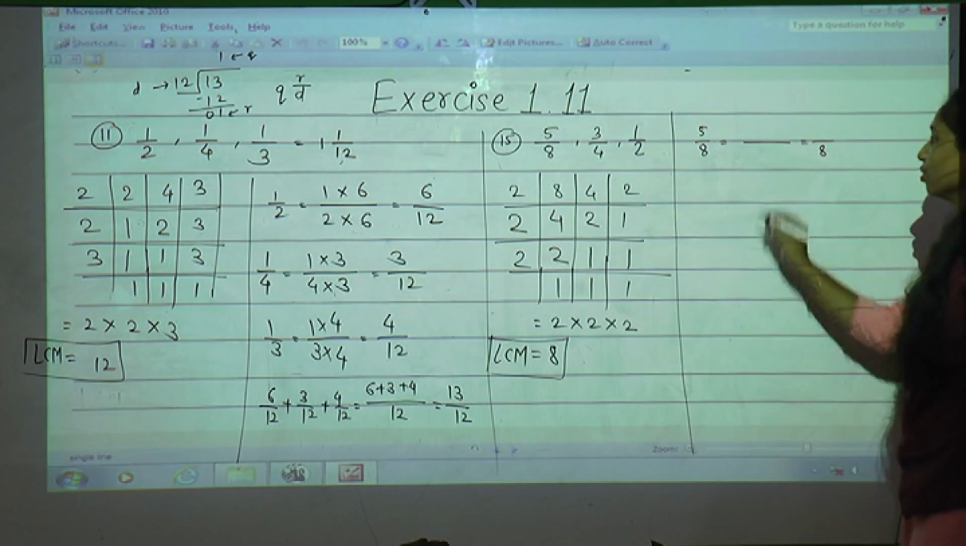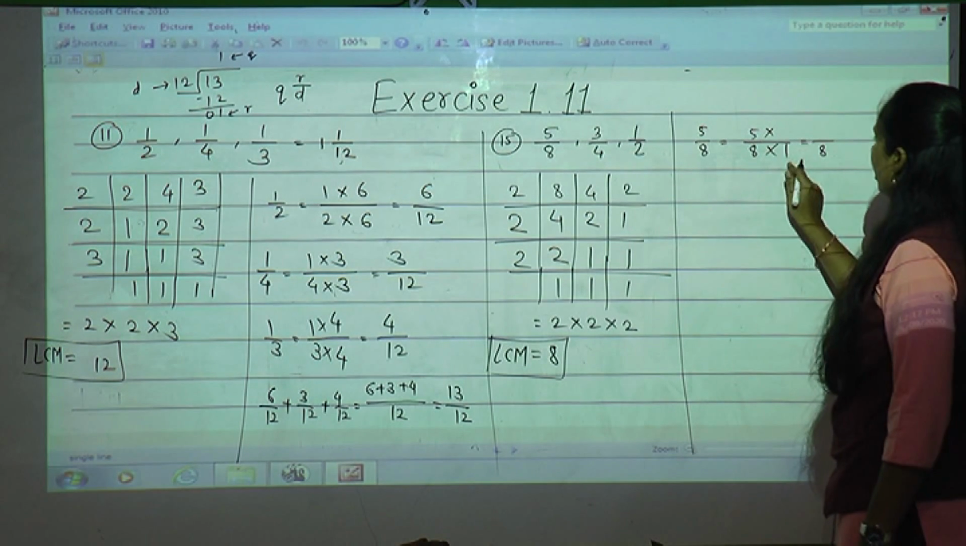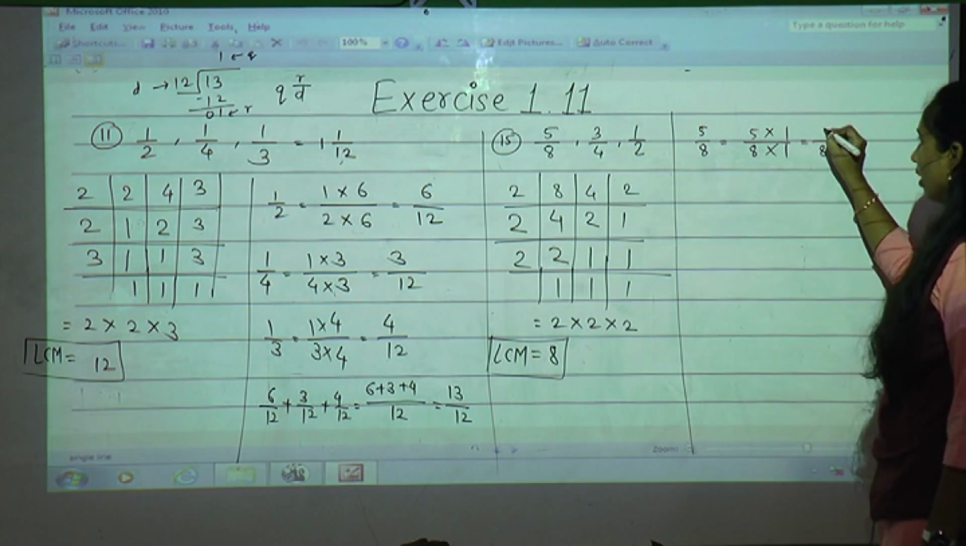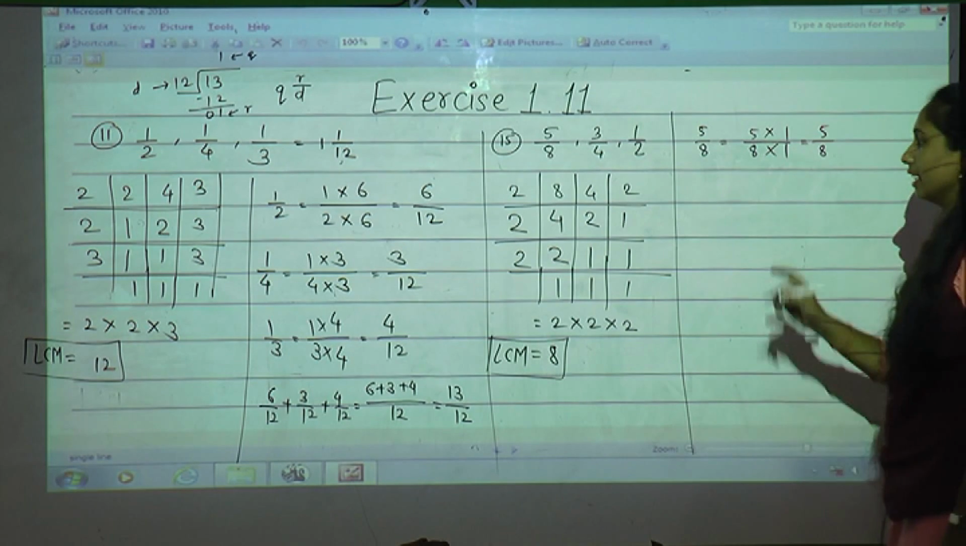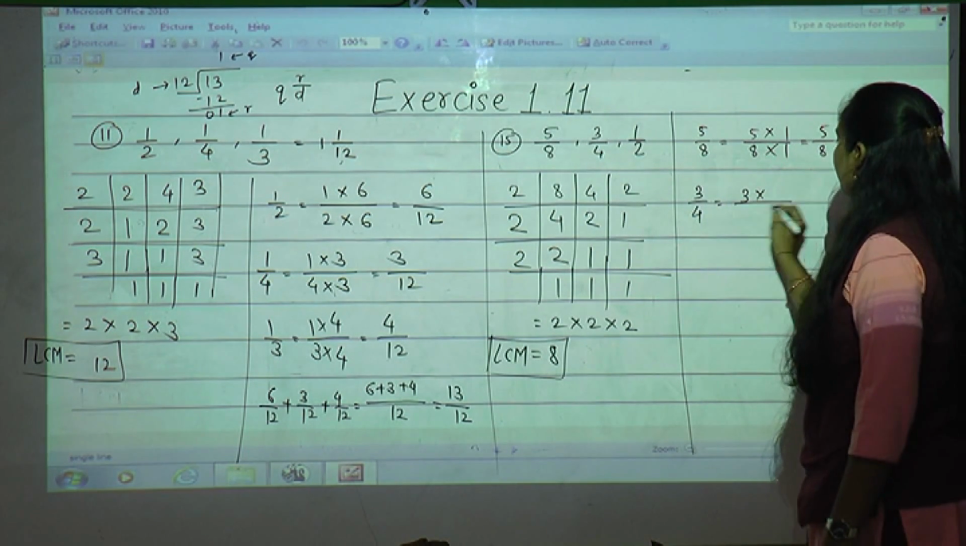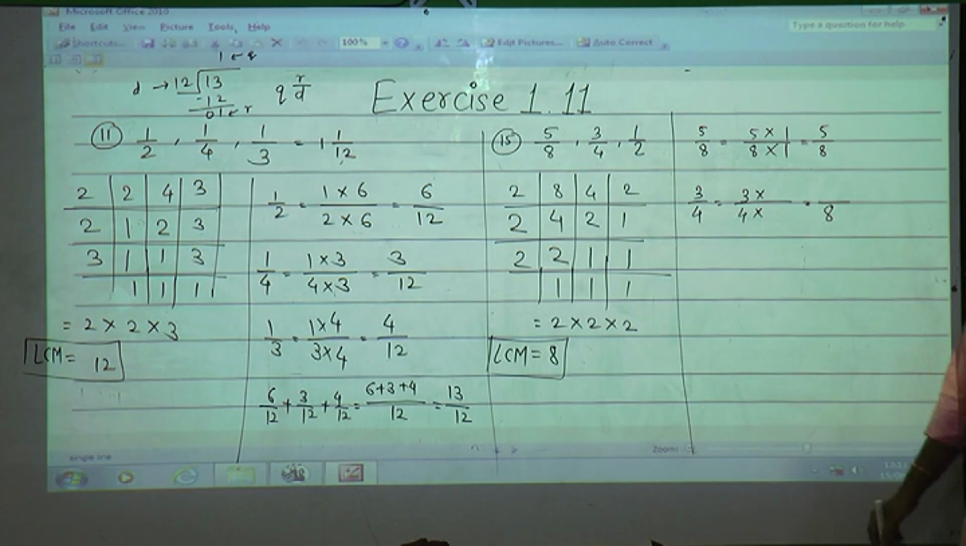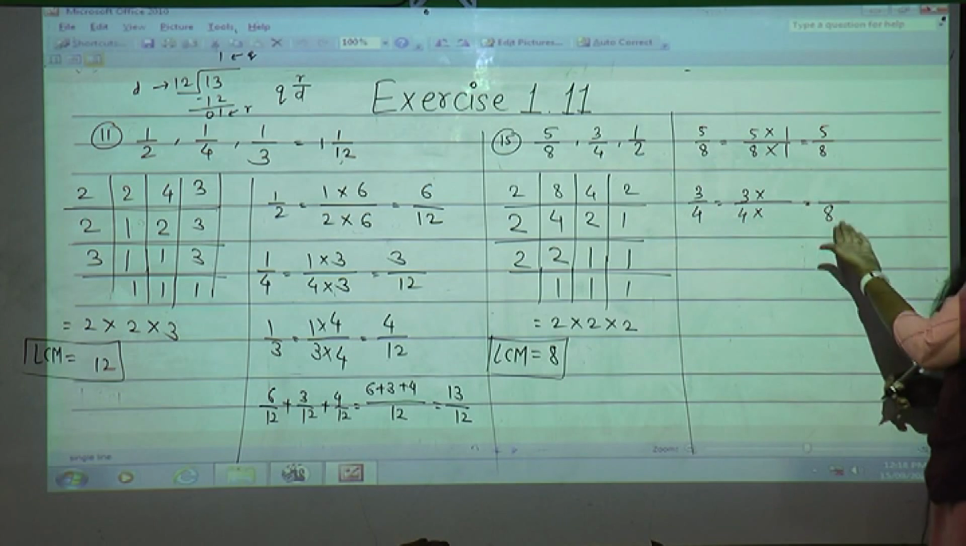8 only. So 8 1s are 8. Now 5, here also 1, so here also take 1, 5 1s are 5. Next number 3 upon 4. So 3 multiplied by 4 multiplied by is equals to, denominator should come 4. Now 4 what's are 8?